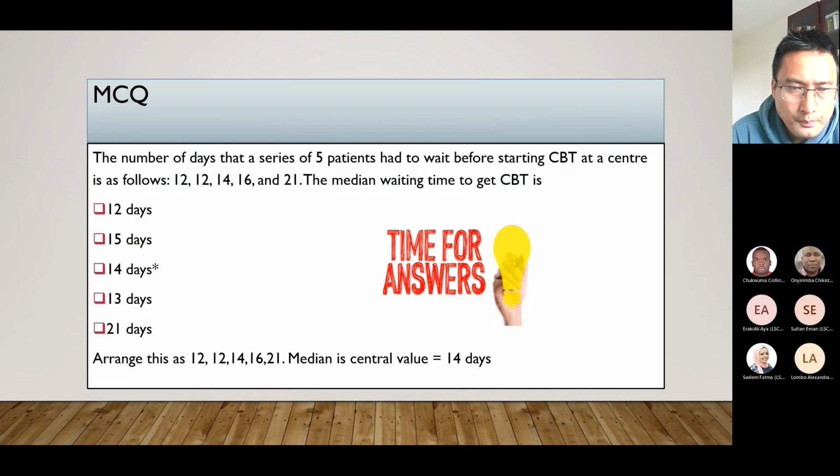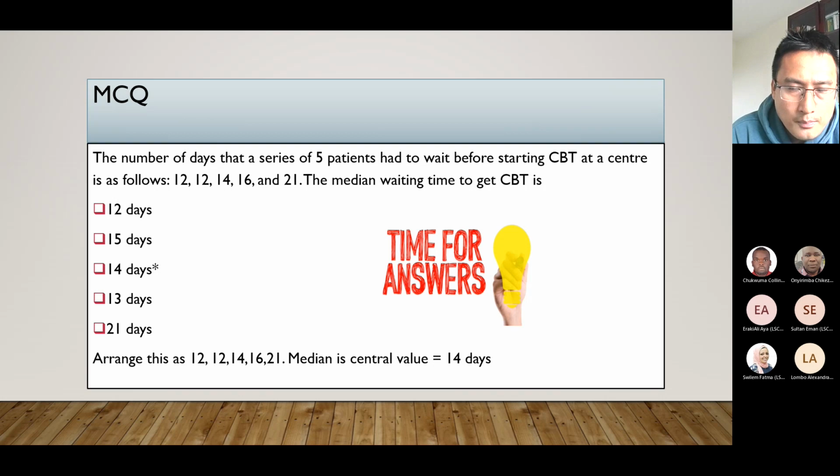So let us also do this one. The number of days a series of 5 patients have to wait to get a CBT. So these are the number of days: 12, 12, 14, 16, 21. What is the median waiting list for CBT? Number in the middle. 14. Yeah, in the middle.